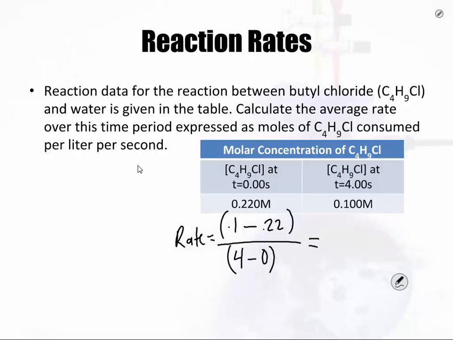So let's simplify. So we're going to take 0.1 minus 0.22. We get negative 0.12. Divided by 4 minus 0, which is just 4. So we're going to divide the two then. I'm going to get an answer of negative 0.03. Now to get our units, remember our top numbers were molar, our bottom numbers were seconds. So our unit is going to be molars per second.